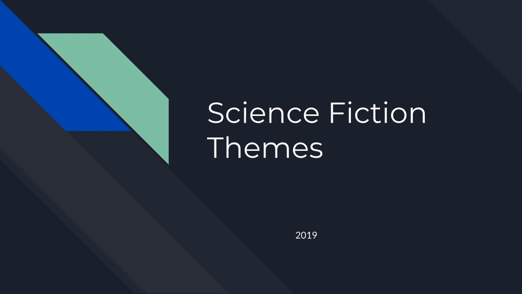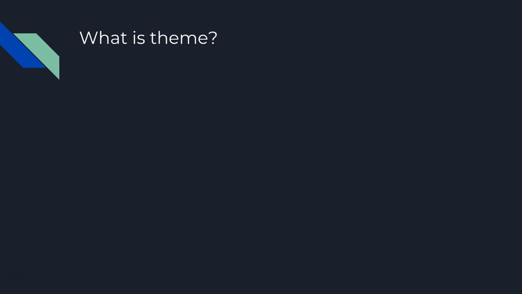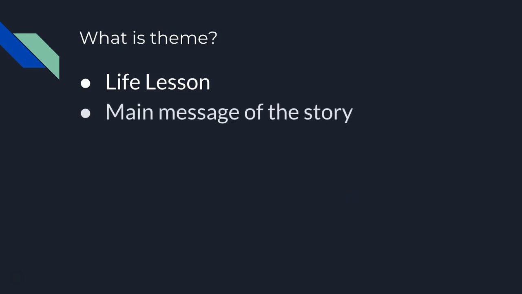So I've noticed we've had a little issue with understanding what theme is when we're reading a book or a story, so this will help you understand that. So, first thing you need to know, what is theme? The theme is the life lesson of the story. What is it teaching you about life? It could also be said as the main message of the story. What is the point the author is trying to make to you?